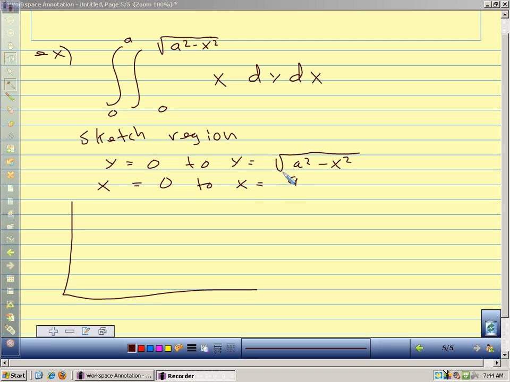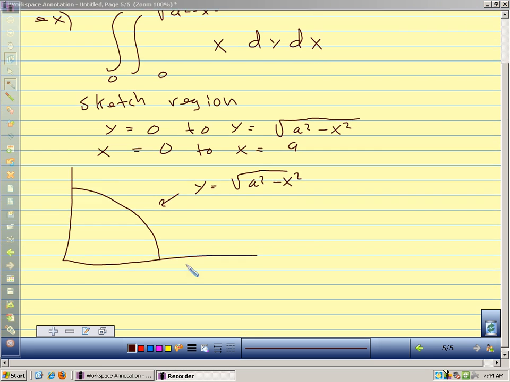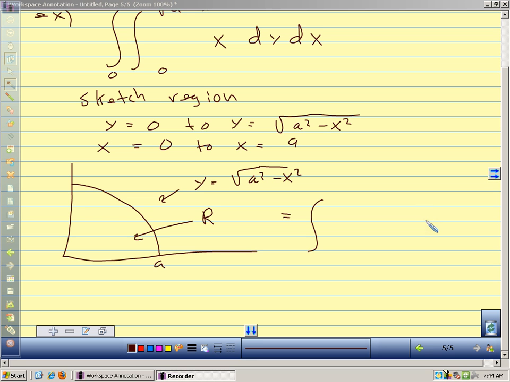What kind of shape is that? That's a circle. And x goes from 0 to a. So x goes from here, x equals a. So if I change this to polar coordinates, this is my region. I get the volume, my integral, equals the integral of r equals 0 to what? A, and theta equals 0 to pi over 2, 0 to a, and x is r cosine theta, r dr d theta.